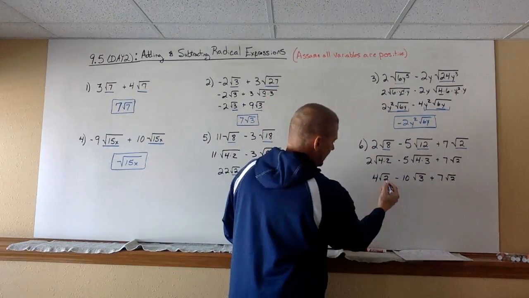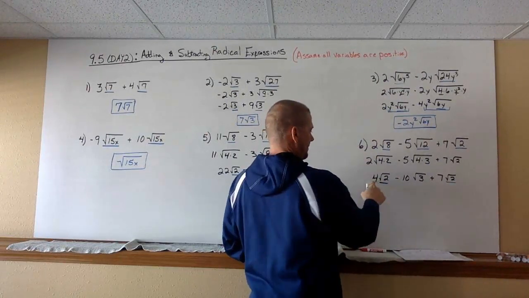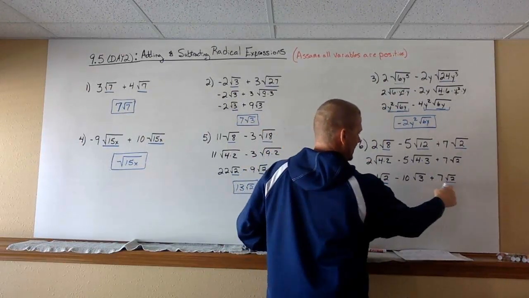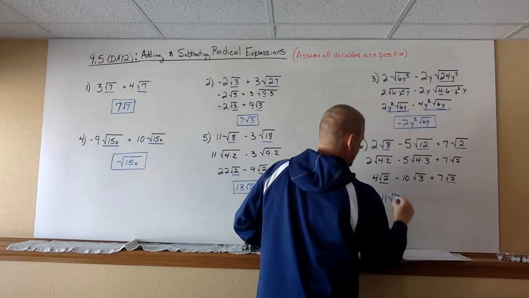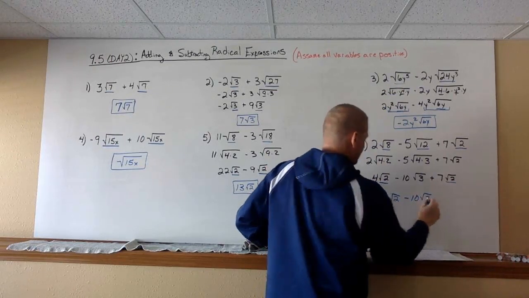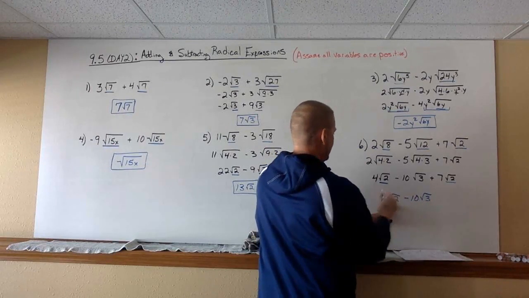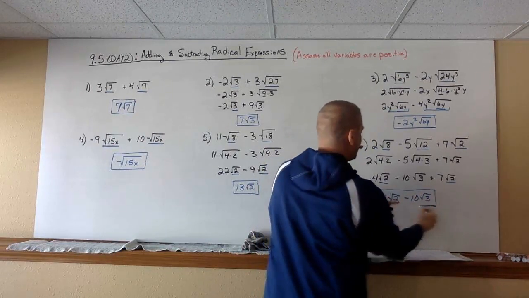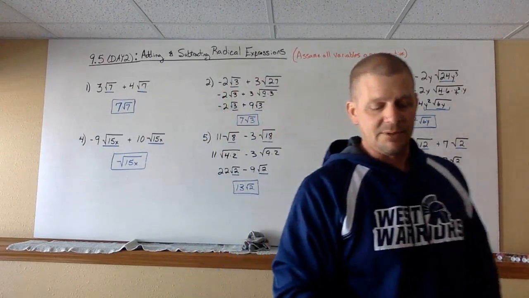Now, I only have 2 roots in this case that are the same. I have 4 square roots of 2 plus 7 square roots of 2. Well, that gives me 11 square roots of 2 minus 10 square roots of 3. And because these 2 roots are different, I can never put them together. I can't add them, can't do anything with the numbers. So I stop and I circle that one, and I am done with that one.